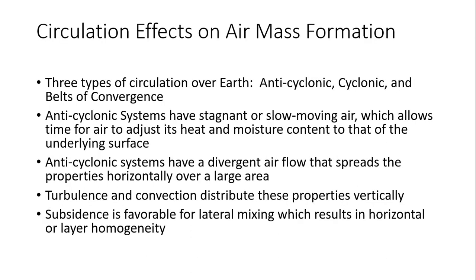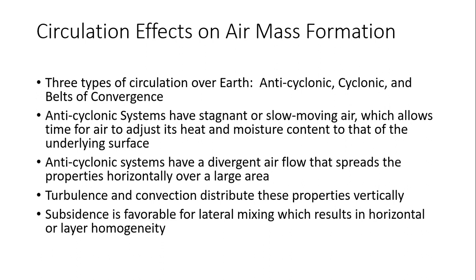Now, the circulation effects in air mass formation, we need to talk about three main circulation effects over Earth. One of those would be anticyclonic circulation. The next would be cyclonic circulation, like you see around low pressure systems in the northern hemisphere. And then these belts of convergence, or converging air belts.